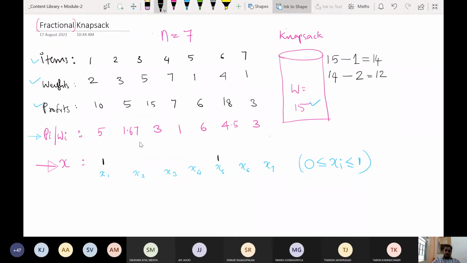Which is the next item? Item number 6, which has profit by weight equal to 4.5. What is the weight of item number 6? 4 is the weight. Can I include 4 kilograms fully? Do I have the capacity? Yes. So from 12, I have included item number 6, 4 kilograms fully, so the remaining capacity of the container is 8 kilograms. Item number 6 is fully included, so I should mark a 1 here. So that is also included fully. Which is the next?